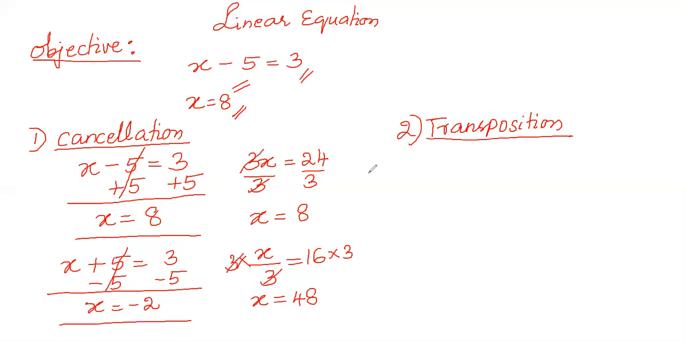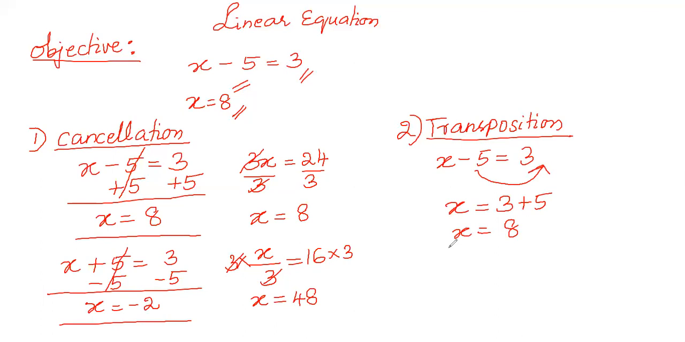Not those which are not moved, right? That should retain its sign. Say for example, if I have x minus 5 is equal to 3, same thing. I keep the variable on the left, right? I move the number to the right hand side. So when it is moved, its sign will change. So it becomes x is equal to 3 plus 5. So x is equal to 8. This is the same answer that I got in cancellation also.